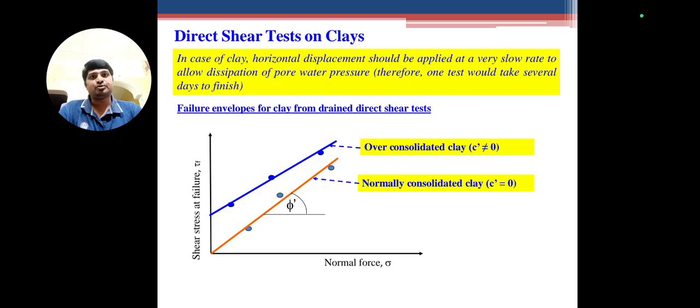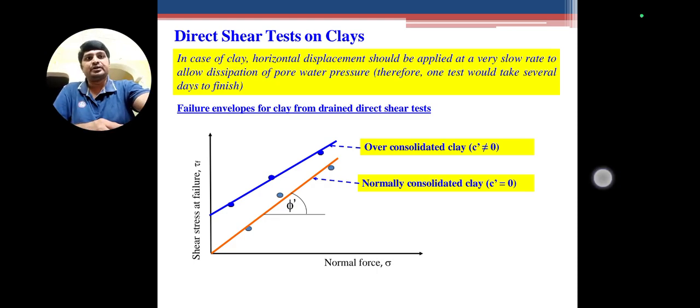So that we can also observe by applying the load on a particular soil, that is clay.